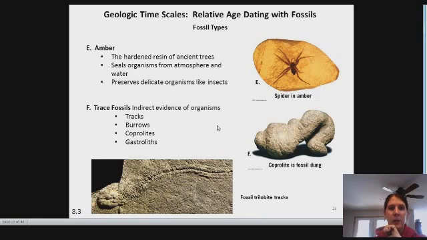There's also amber. This is the hardened resin of ancient trees, which seals organisms from the atmosphere and water. And this can preserve more delicate organisms such as insects. We also have trace fossils, such as tracks or burrows through a rock unit that were left by an organism. Coprolite, which is basically fossilized dung, and gastroliths.